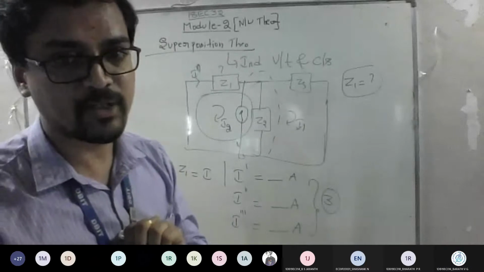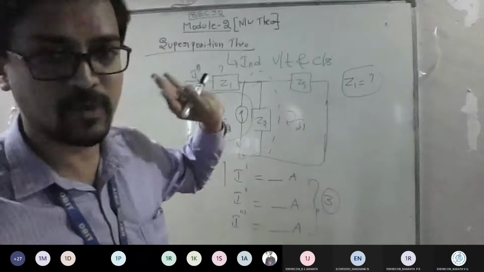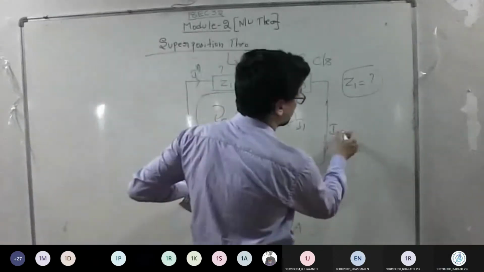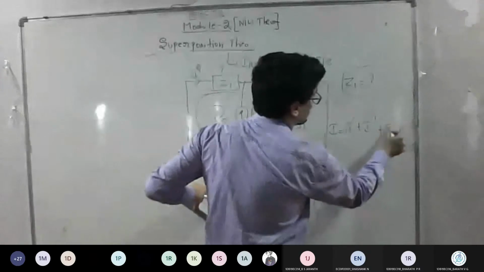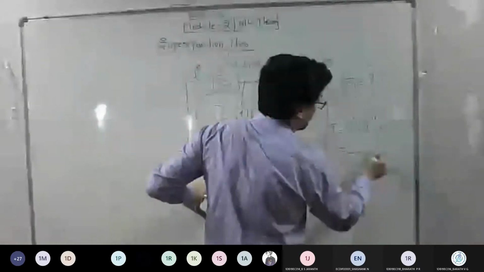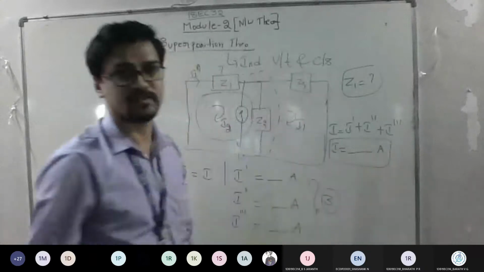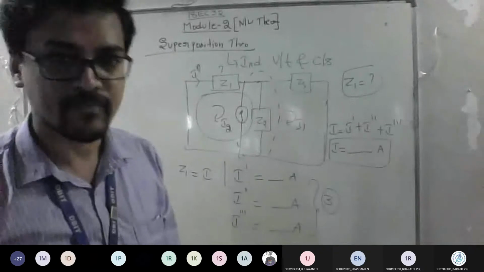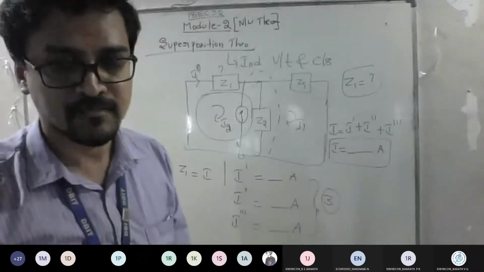Fine. So what is the ultimate goal? This is not the end of the problem. Actually, they will ask you to find the current across Z1. So I need to find the complete I. So I is equal to I1 dash plus I double dash plus I triple dash. This combination of all three will give you the current across it. Am I clear? Is it fine, everyone?